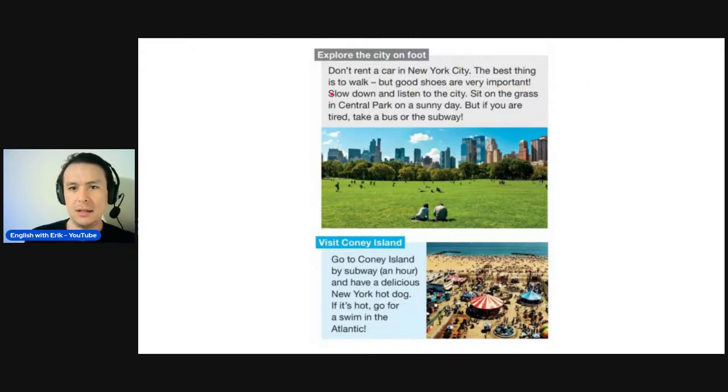And this is a great sentence: slow down and listen to the city. Like, hey, yeah, New York City is busy. There's a lot of traffic and a lot of things going on. But if you go to Central Park, you can just relax and listen to the city.